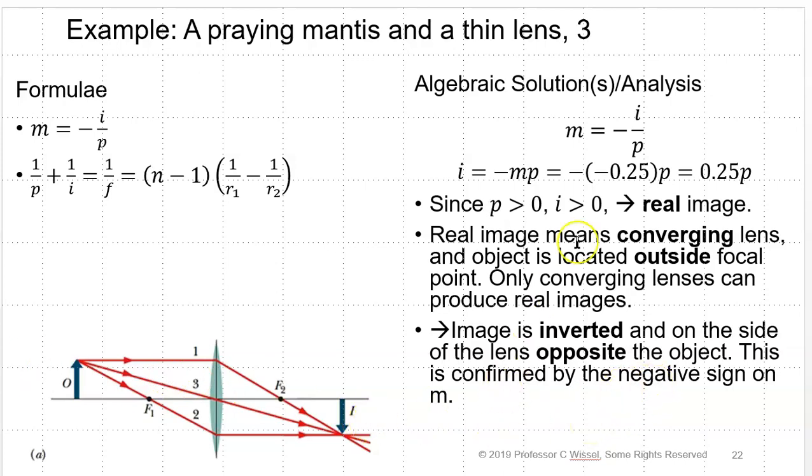And this is confirmed by the negative sign on m, and also confirmed by this drawing here, of course, where we drew the object outside the focal point, and you can see you trace your rays, and there's your image, and it's upside down.